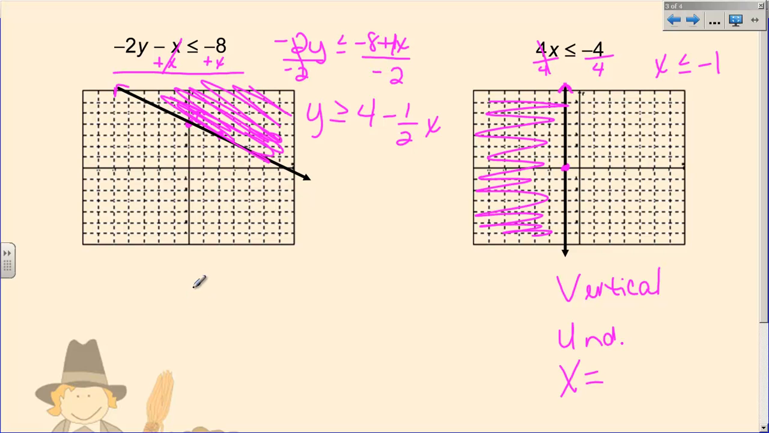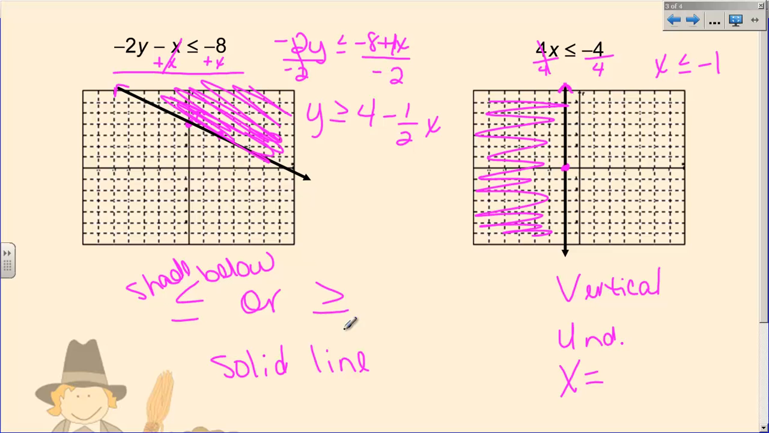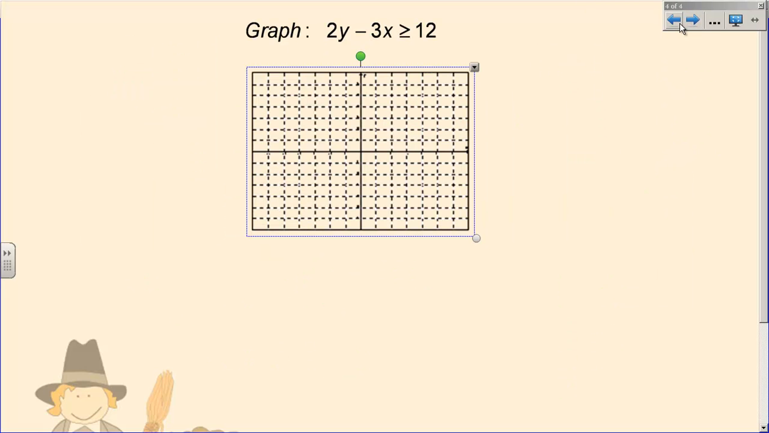So here's something else to remember. Less than or equal to or greater than or equal to means I have a solid line. And just like with before, less than means I shade below. Greater than means I shade above. And if it's vertical, you get to shade left or right instead of up or down, but it's the same kind of deal.